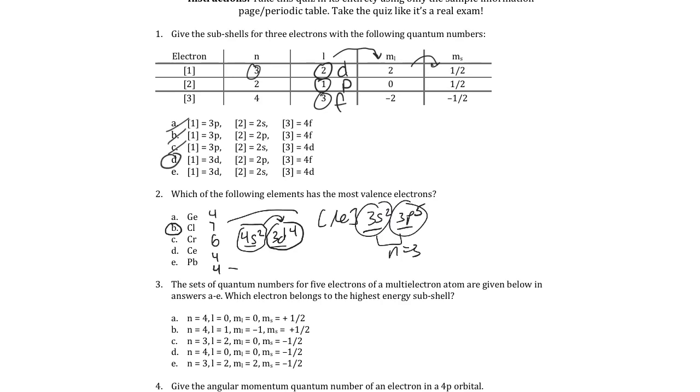The sets of quantum numbers for 5 electrons in a multi-electron atom are given below. Which electron occupies the highest energy subshell? Okay, so let's just work out the subshell here. So we have a 4s, we have a 4p. I'm just looking at the n and the l values. We have a 3d, we have a 4s, and then we have a 3d again.